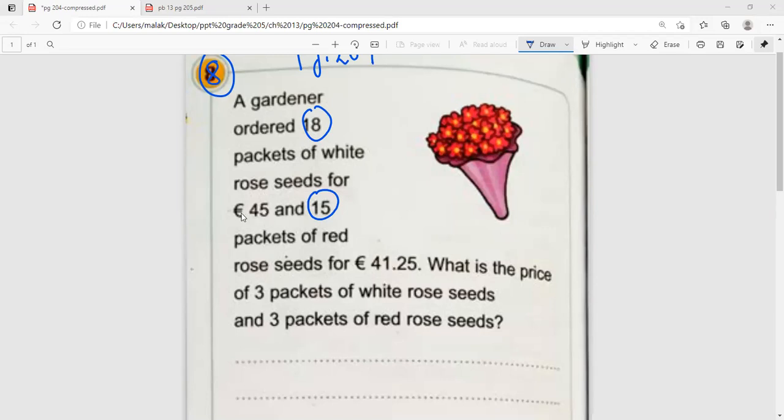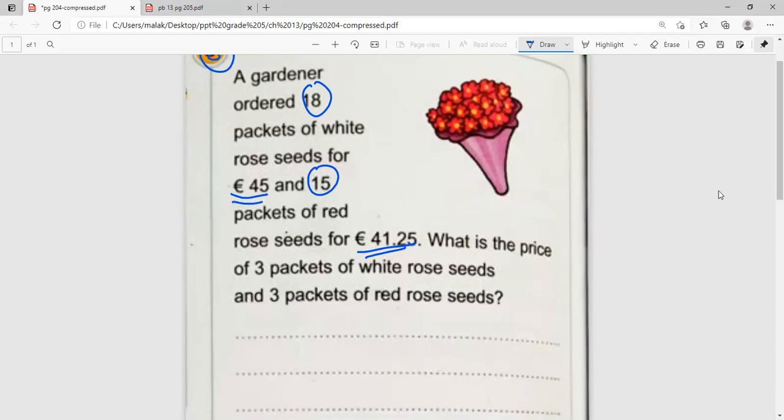So 45 euro is the price of all, not just one white rose. And 41.25 euro is the price of all 15 packets of red rose, not just one. Okay? So we know the total price. This is the total price for the white rose and this is the total price for the red rose.